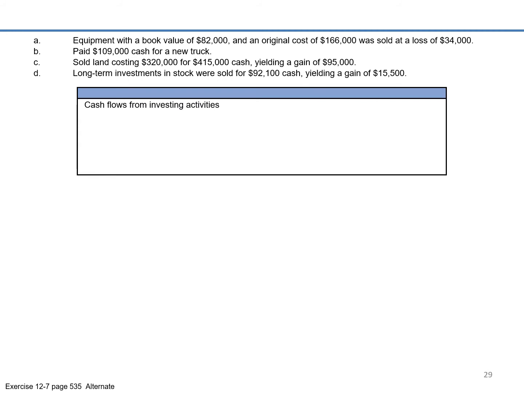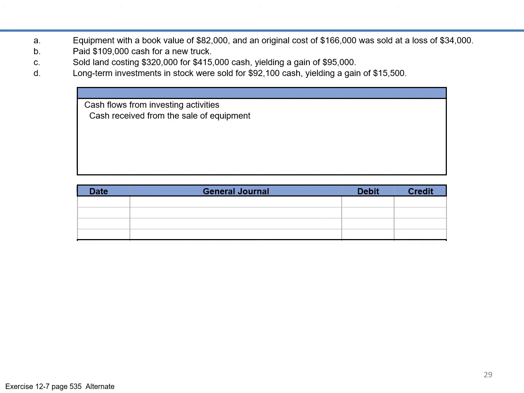All right. Cash flow from investing activities. So in letter A, we have equipment with book value of 82, original cost of 166, sold at a loss of 34. So our journal entry would be remove our equipment, which is original cost of 166. We need to remove our accumulated depreciation, and we know that cost less accumulated depreciation is equal to book value. Solve for that. So 166 minus 82 is 84,000.